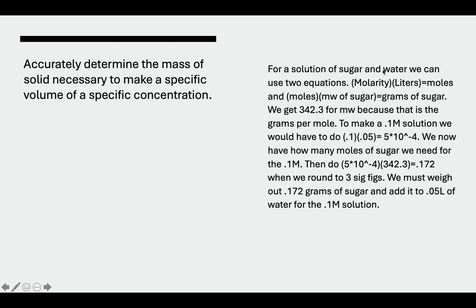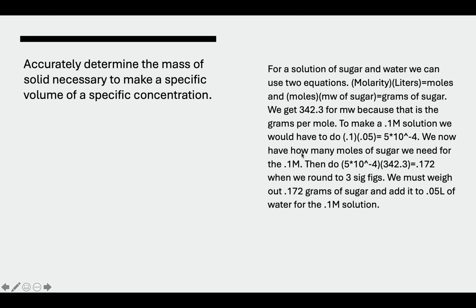For a solution of sugar and water, we can use two equations. Molarity times liters equals moles, and moles times molar weight of sugar equals grams of sugar. We get 342.3 for molar weight because that is the grams per mole. To make a 0.1 molar solution, we would do 0.1 molarity times 0.05 liters, which would equal 5 times 10 to the negative 4 moles.